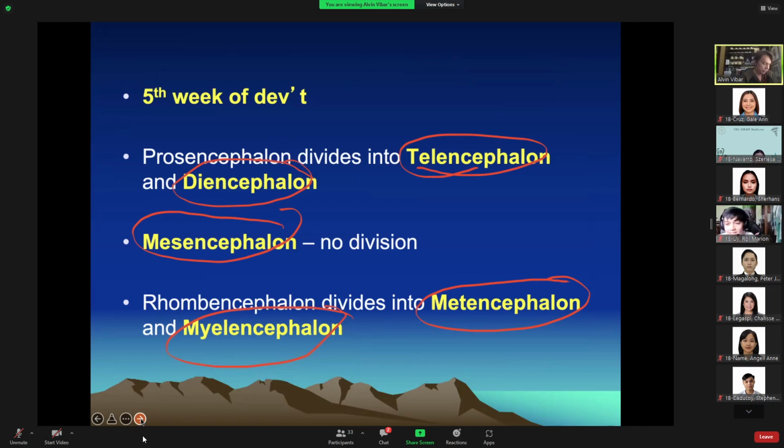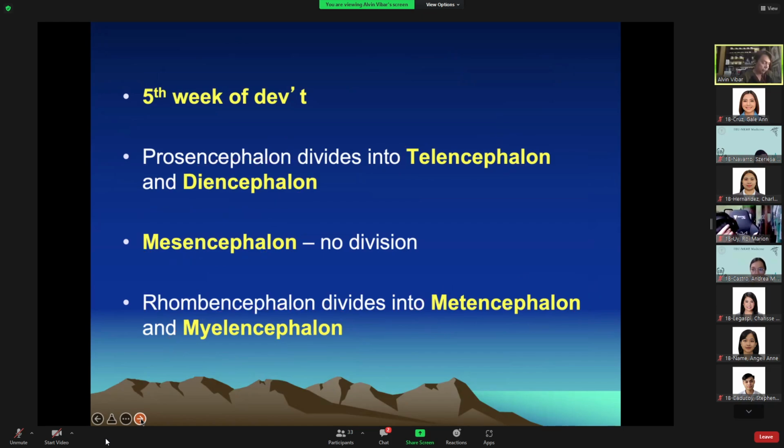Anybody from section B? What are the 3 primary brain vesicles? Prosencephalon, mesencephalon, and rhombencephalon. Yes, tama naman, Dr. Castro. Formed during what week? 4th week. 4th week. 5th weeks.